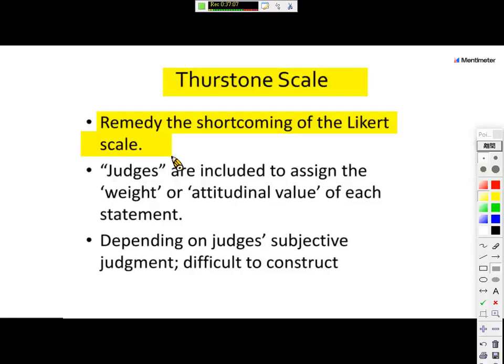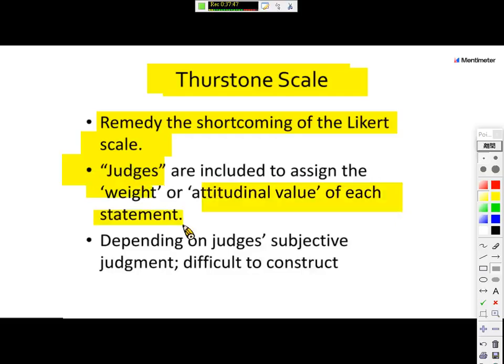Because the Likert scale has its own shortcomings, a Thurstone scale tries to remedy it, tries to assign some weights or some values to each of the items. Give them different weights. So here, how to remedy this kind of shortcoming? In developing a Thurstone scale, we need to have judges. Judges are included to assign the weight of the attitudinal scale of each item.